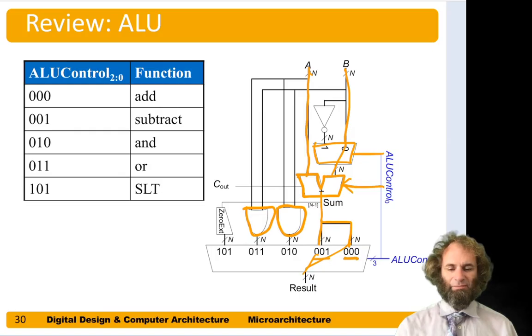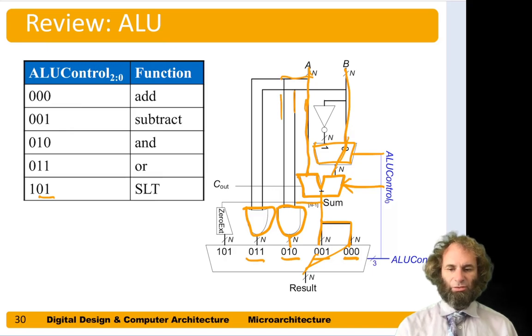For AND, we're doing A and B, compute that, and when ALU control is 0, 1, 0, we choose the AND. For 0, 1, 1, we choose OR. For set less than, we do a subtract, because the least significant bit is 1, so we're doing A plus B bar plus 1, which is A minus B.